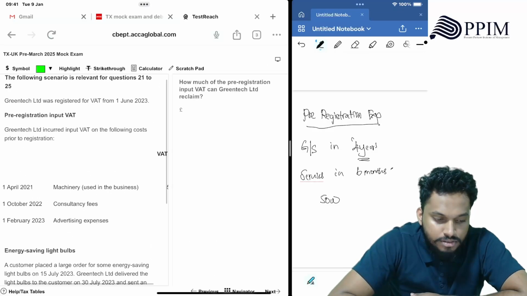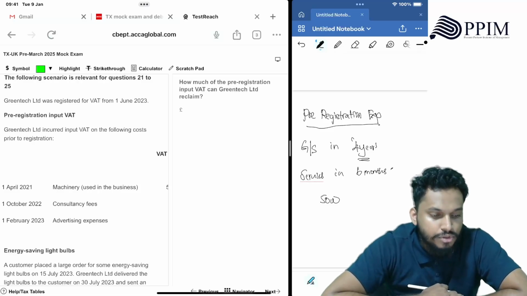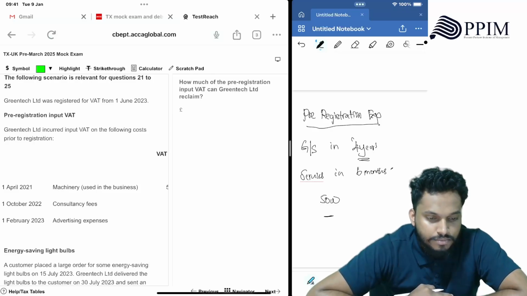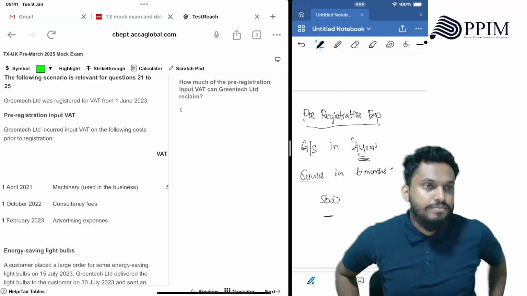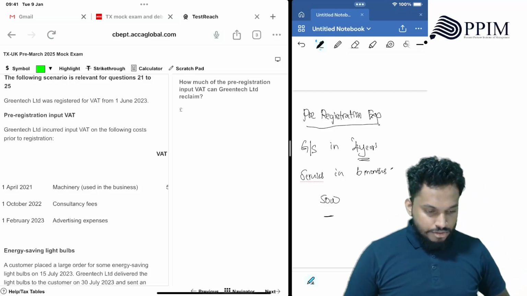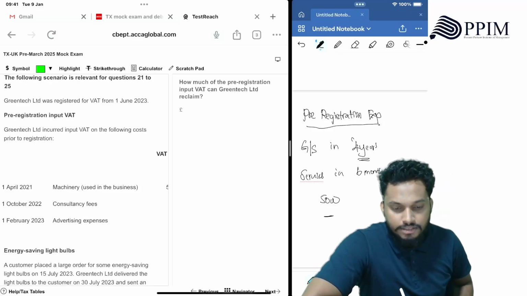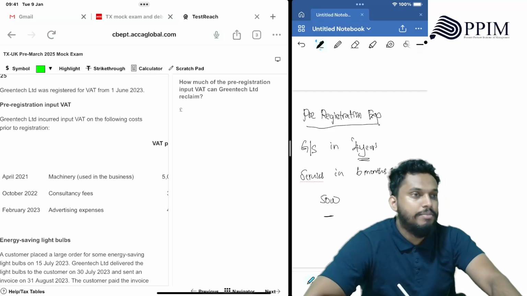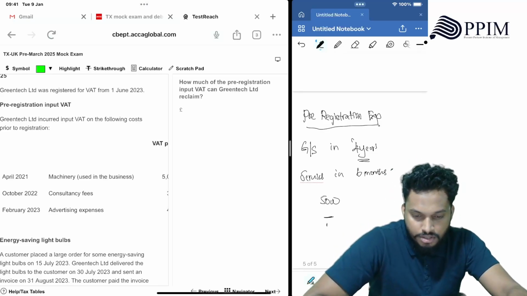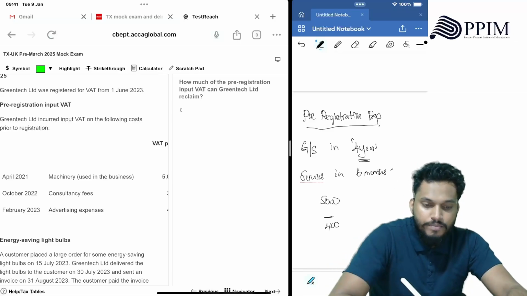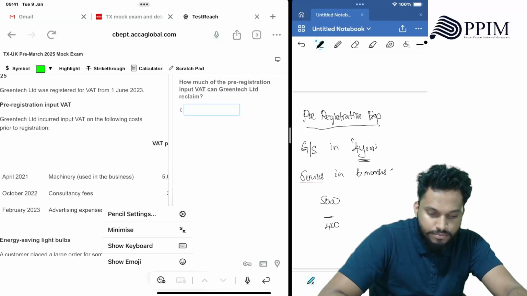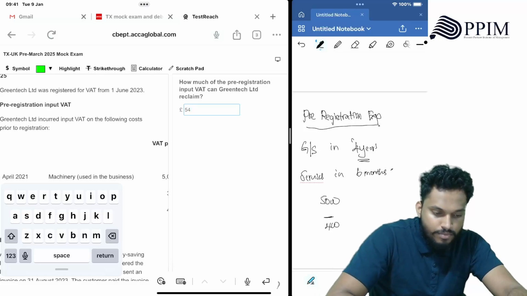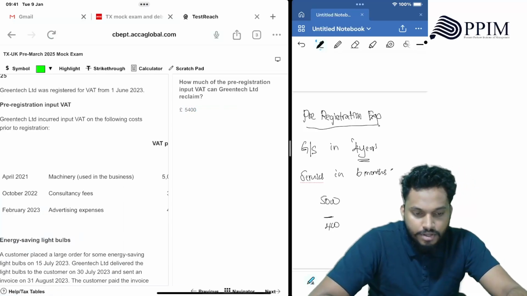Consultancy fees. Is it within 6 months before June? No. More than 6 months, no? So consultancy fees I can't take, from the date of registering, 1st of June. Okay. Then advertising expenses. How much is that? 400. That is within 6 months, isn't it? So that falls within 6 months, so I can take it. So it needs to be 5,400.